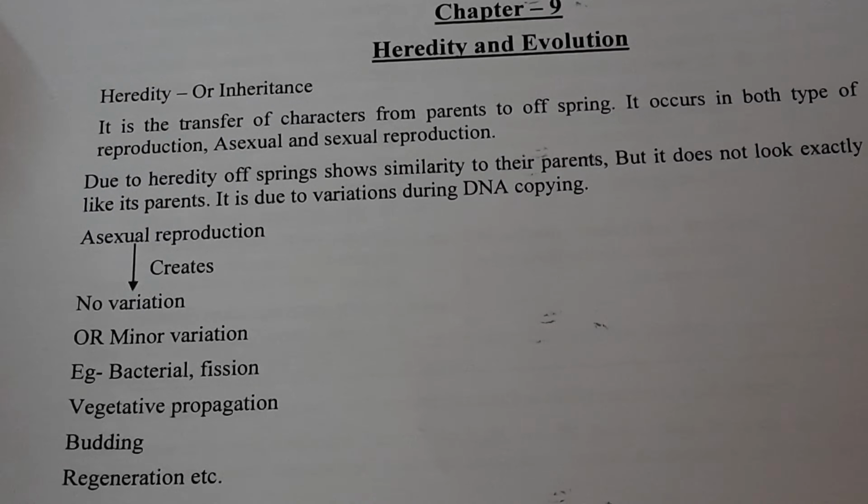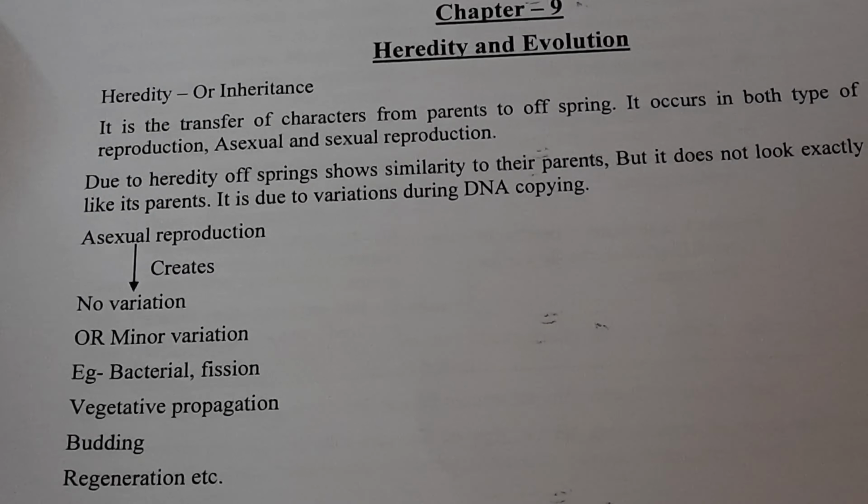In asexual reproduction, no changes take place in the offspring, the new generation has no changes, and only minor variation takes place, for example in bacteria. And in sexual reproduction, the changes take place.